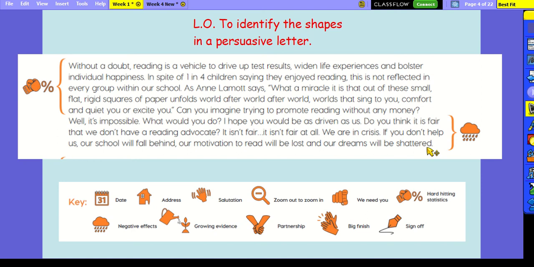Can you imagine trying to promote reading without any money? Well, it's impossible. What would you do? I hope you would be as driven as us. Do you think it's fair that we don't have a reading advocate? It isn't fair. It isn't fair at all. We are in crisis. If you don't help us, our school will fall behind. Our motivation to read will be lost and our dreams will be shattered. So the negative effects if the author does not come.